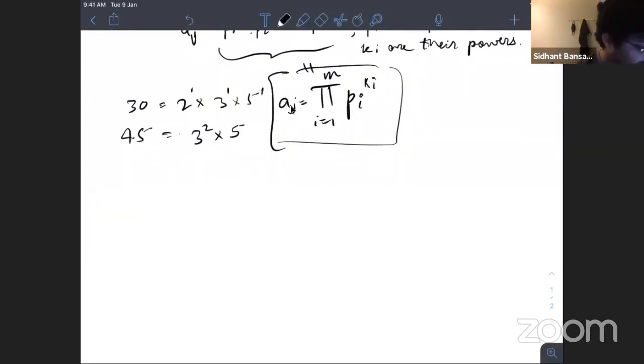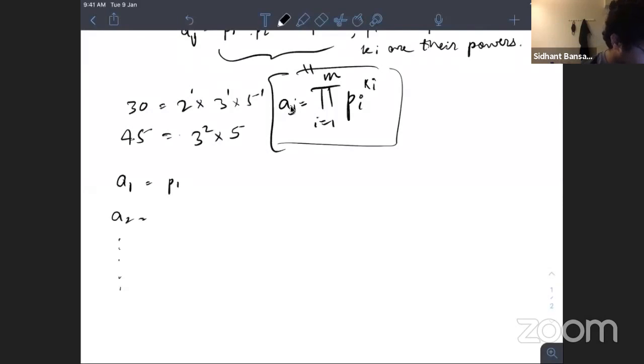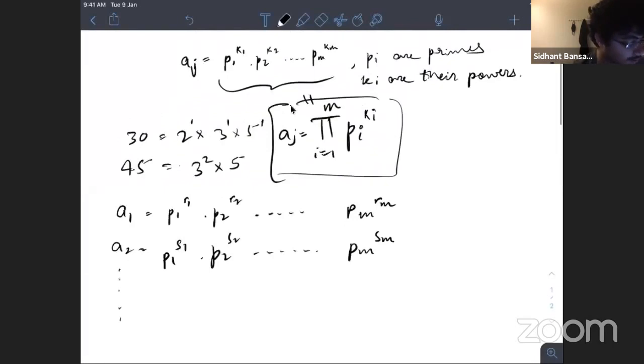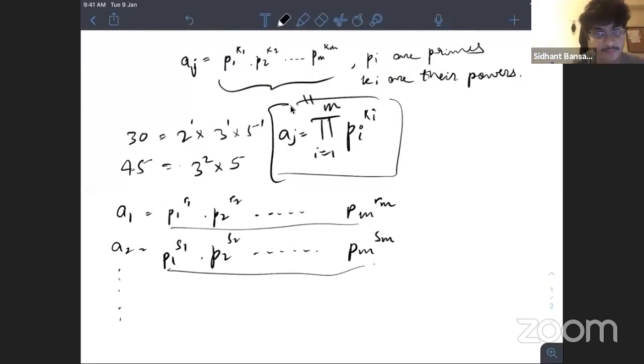Example was LCM. So in LCM, let's say you have A1, A2, and so on, okay? And each has a prime factorization. Let me give you an example. A1 is P1 to the R1 times P2 to the R2 times dot dot dot PM to the RM. Then let's say A2 is also P1 to the S1 times P2 to the S2 dot dot dot PM to the SM. Okay, in this one, I'm trying to use the same primes on the top and the bottom, because obviously some of the powers can be 0. So if I have P1 to the power 0, that basically means 1, which basically means that P1 is not present.